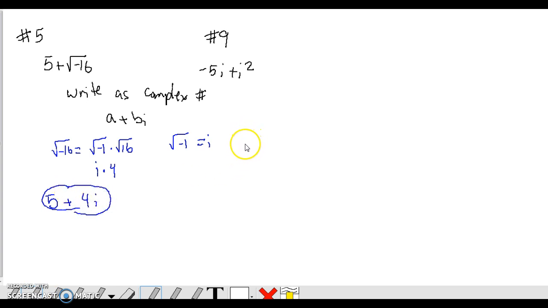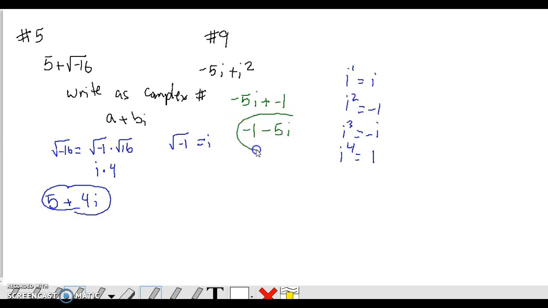For number 9, what we want to do first is simplify our i squared. So remember our pattern: i to the power of 1 is i, i squared is negative 1, i cubed is negative i, and i to the power of 4 is just 1. So the first thing I want to do, and I'll do this one in green, is rewrite i squared. So this will be negative 5i plus negative 1. And again, we want to write it in complex form, so we have to switch those numbers. So negative 1 and then minus 5i. And that's it. That's all you had to do on those two problems.